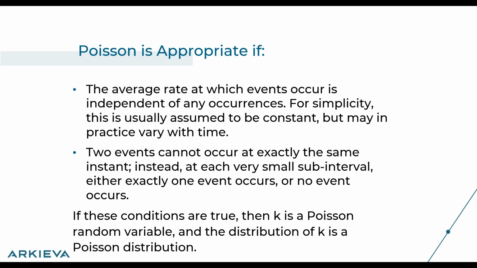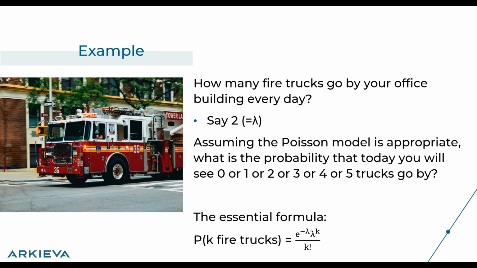What we are saying is that there is a small gap. It can be a very small gap. It can be minute for all we care, but two events always have a little bit of gap, maybe 1 second, maybe 1 millisecond, maybe 1 microsecond. So if all these conditions are true, then we can say that K, which, remember, is the count of the number of times an event is occurring, is a Poisson random variable, and the distribution of K is a Poisson distribution. Now, if all of that is not really interesting to you, let's look at an example.